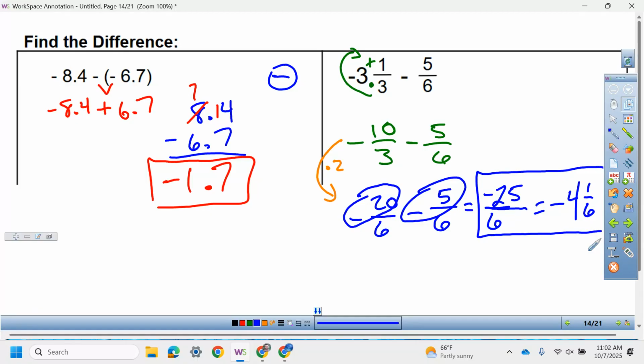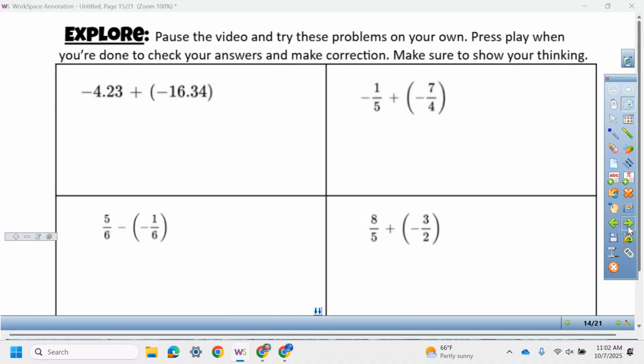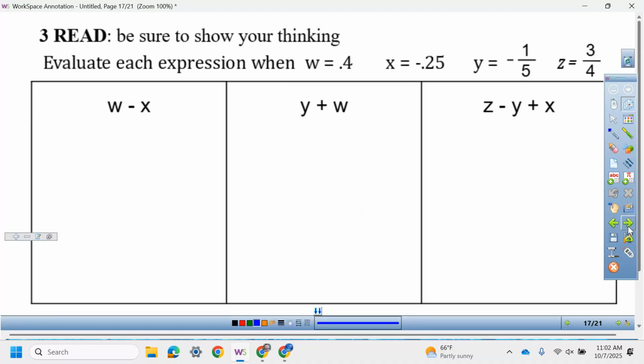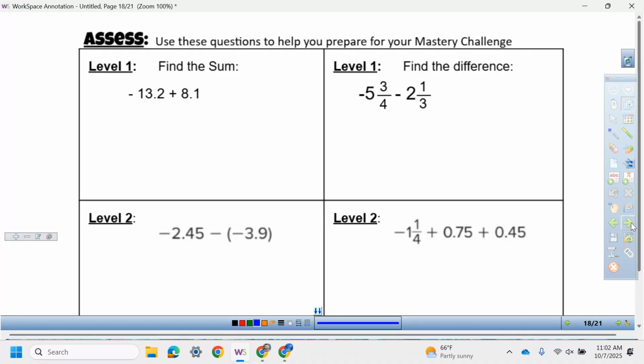So go ahead and pause the video and move on to those explore questions. Go ahead and check with me as soon as you're done, and let's see how you did. Down at the bottom, you got 3 evaluating problems where you need to plug them in. Keep in mind, some of them are decimals, some of them are fractions. So you get your choice. You get to convert it one way or the other. If you're all good with that, check those 5 assess questions. If you can get through those no problem, you are ready for your mastery check.